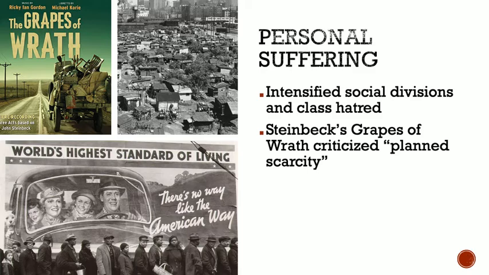So through this personal suffering, it intensified social divisions and class hatred. You begin to see tent cities pop up, right? A lot of homeless encampments in cities. John Steinbeck's novel, The Grapes of Wrath, criticized the policy of planned scarcity, right? When the government was trying to make things scarce to keep prices stable, and it would destroy food, while all these people throughout the country were going hungry. But it destroyed food to keep the prices stable to help the businesses that are selling the food, instead of using that grain to feed people that didn't have food.